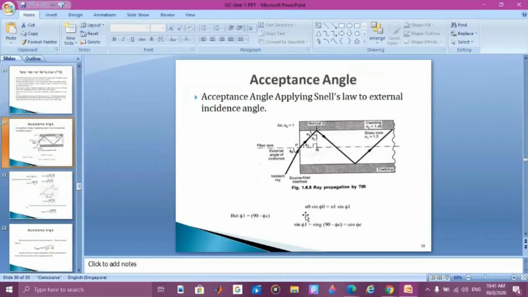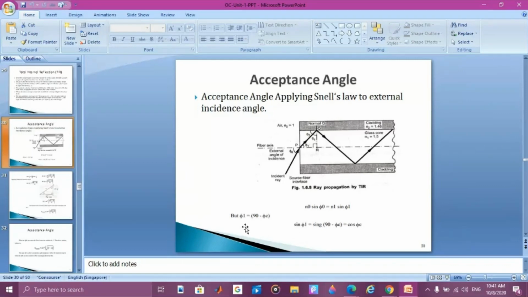Okay. n0 is the refractive index of the air medium. Phi naught is the external angle of incidence. Then n1 is the refractive index of the next medium. Then phi 1 is the angle of incidence. Okay. So n0 sin phi naught equals n1 into sin phi 1.